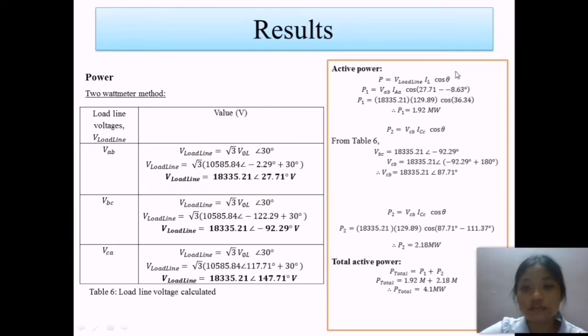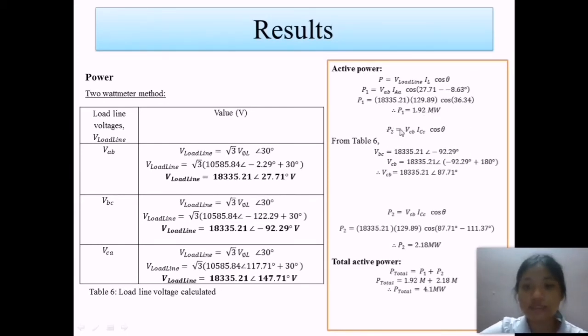Active power refers to this formula, which is P equal to V line times IL times cos delta, where the V line is what we already found here. So P1 is VAB, maybe these ones, 1835.21 times 129.89 times cos 36.34, which is equal to P1 of 1.92 megawatts.